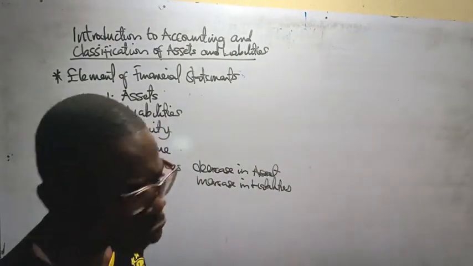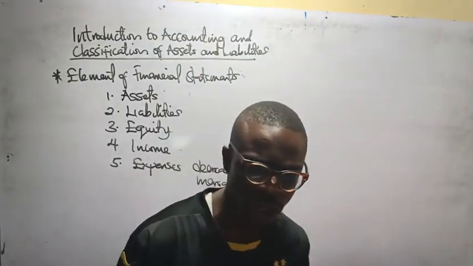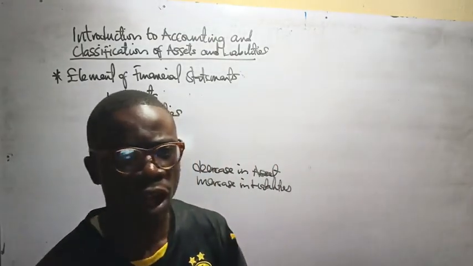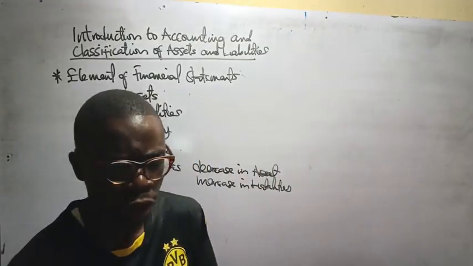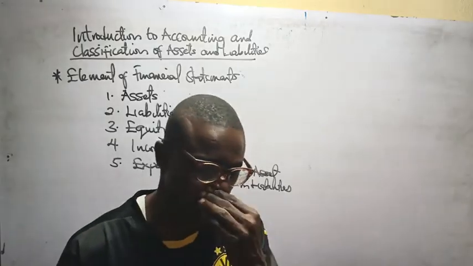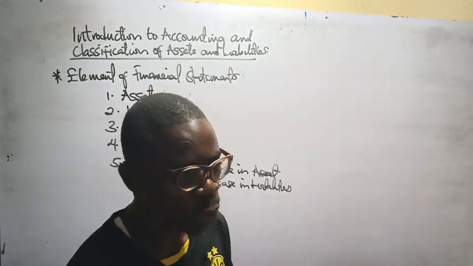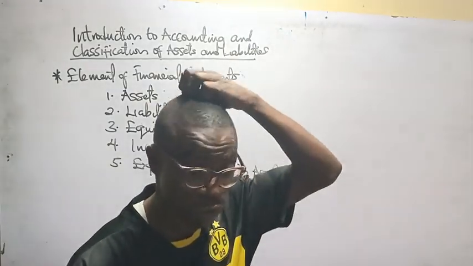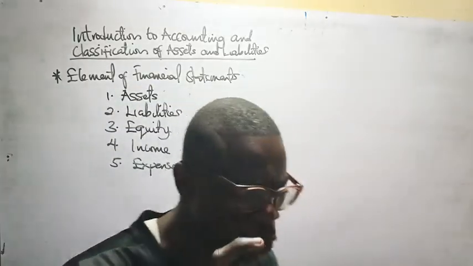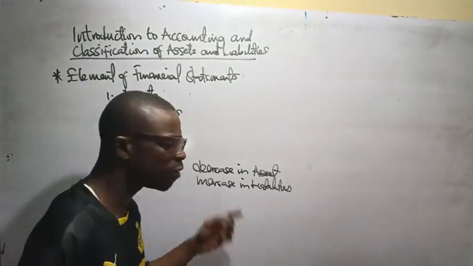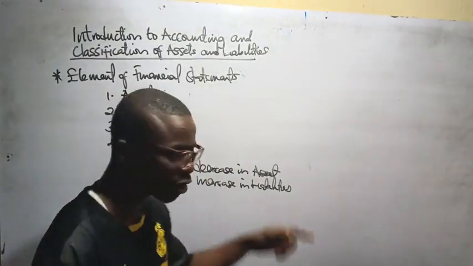You bought something worth 5,000 naira, but let's say the value of that item is now 3,500. That means something you bought for 5,000 naira, maybe a land, is now worth 3,500. It has reduced by 1.5. That 1.5 is a cost that you have incurred. That's what we call a decrease in asset.